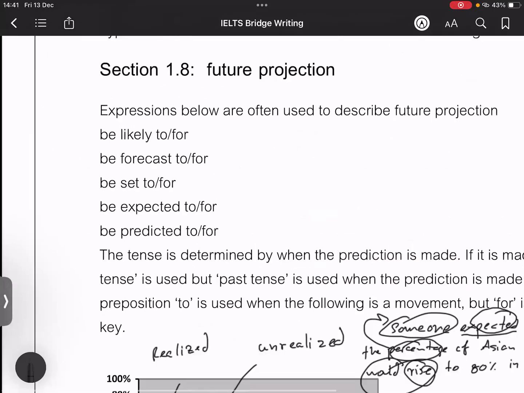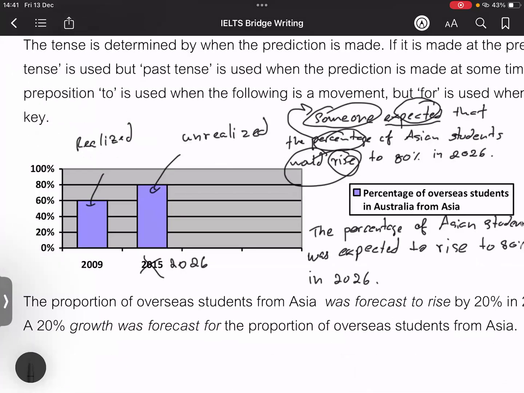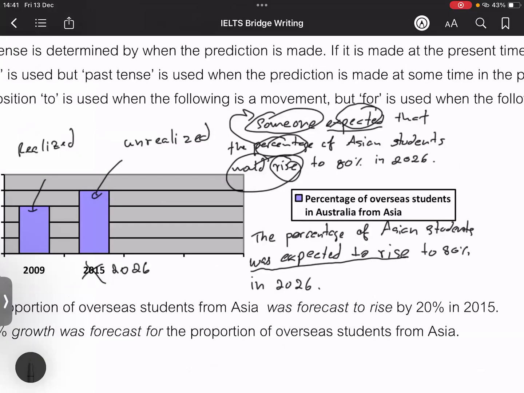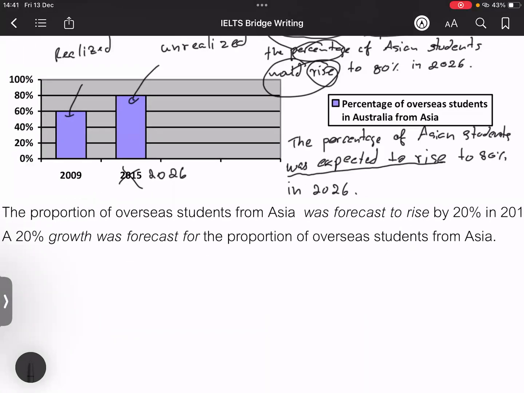Now, if you look at this list here, basically, it follows the same structures. Be plus past participle and also infinitive, okay? So if you don't want to use expected, you can use other words like likely, forecast, set, or predict, okay? So it just gives you more options to use. All right, that's it.